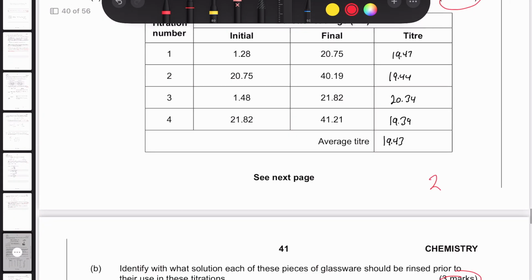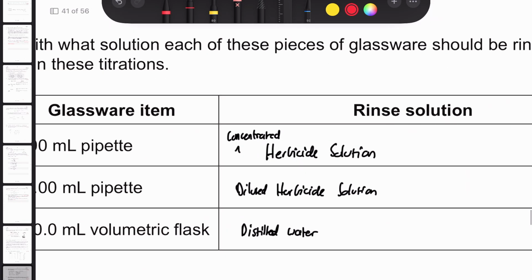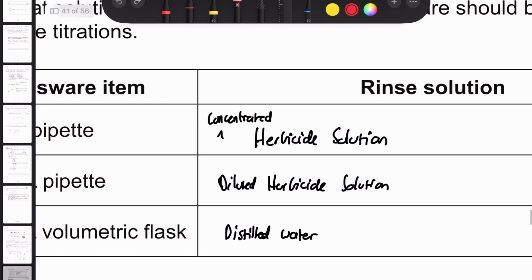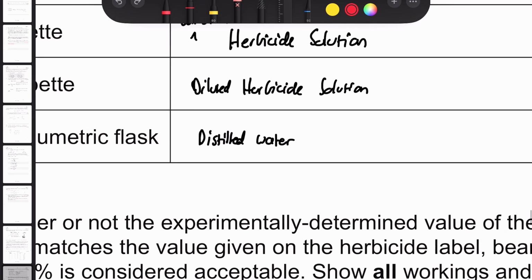I got the average titer correct. I got the solutions correct. You had to talk about concentrated and diluted, I think. The herbicide. No, actually, for this one you didn't need to talk about that. But for the second one, you did need to talk about diluted herbicide. Distilled. You could have also said here deionized water.